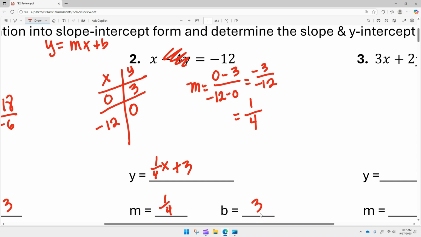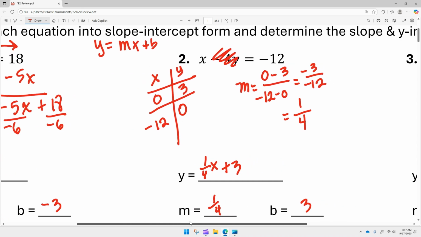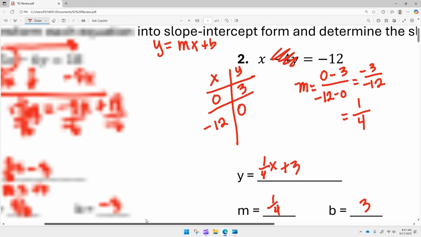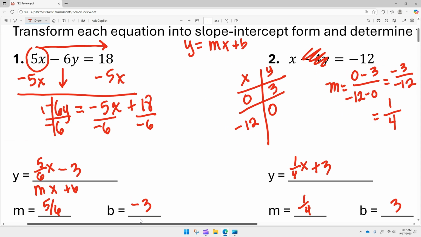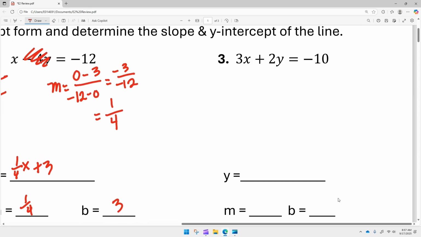So either process works for you. There may be situations where doing it like number 2 might be easier versus doing how I did it in number 1. I'm going to go ahead and do like I did number 1 with number 3.